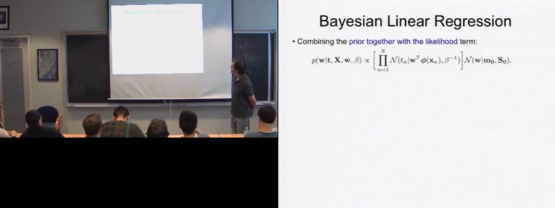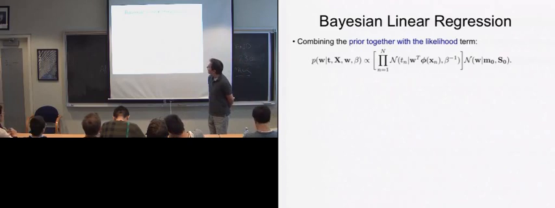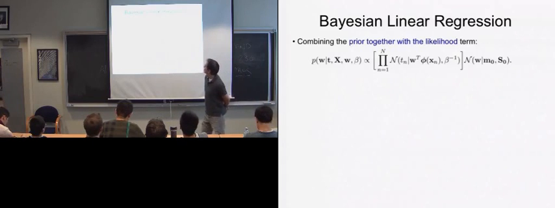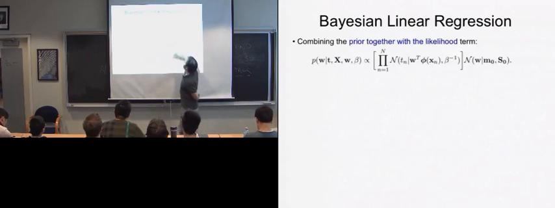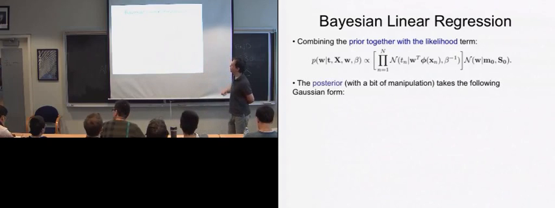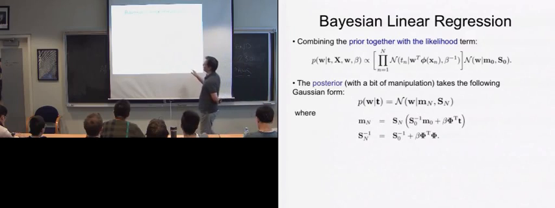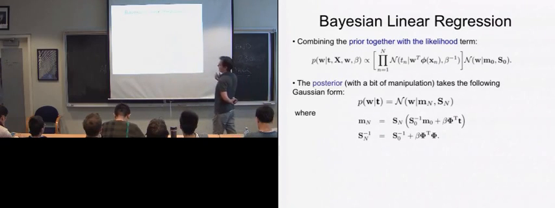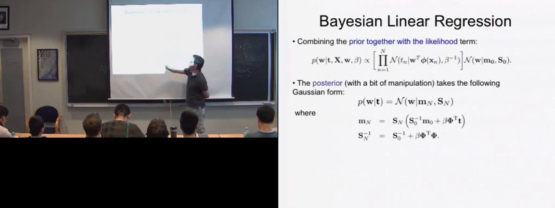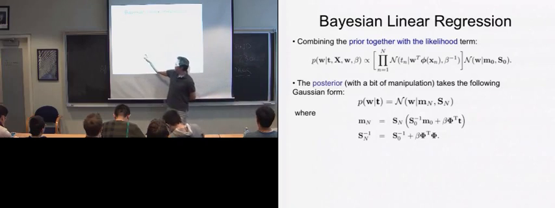Now, if you look at the posterior distribution, we're combining the prior with the likelihood. So this is our likelihood function. We're multiplying it by the prior. So the posterior is proportional to that. And the posterior, with a little bit of manipulation, takes the following form. The posterior here is going to be given by, again, a Gaussian distribution with a mean and a precision matrix. Sometimes I'll have a term for the covariance matrix, and the precision matrix is just going to be the inverse of the covariance matrix.